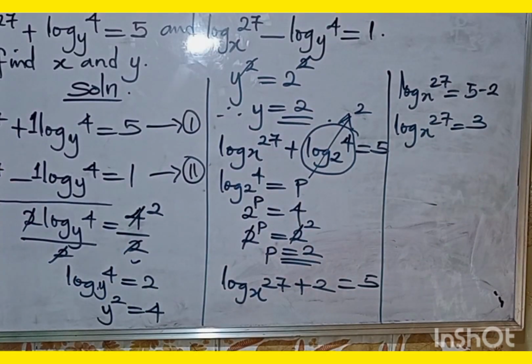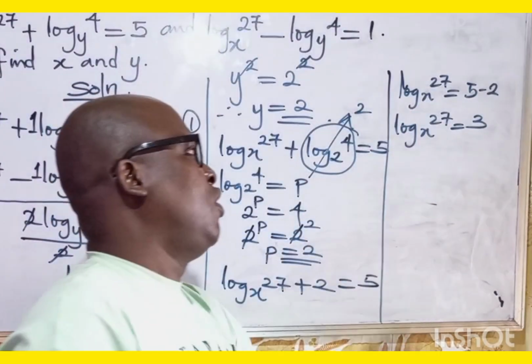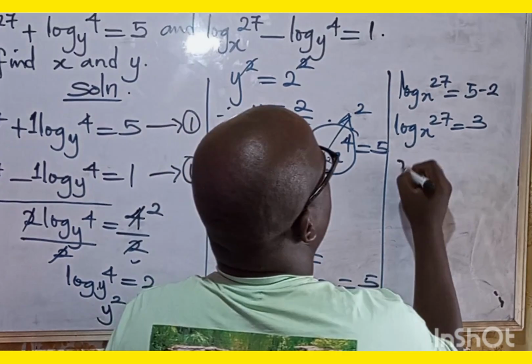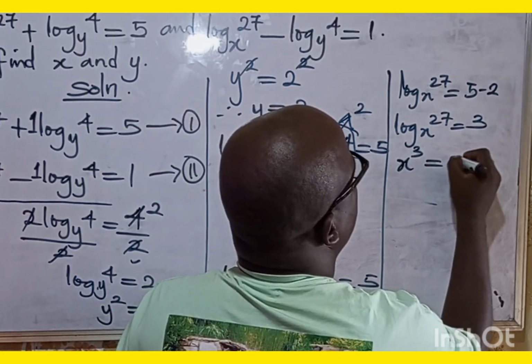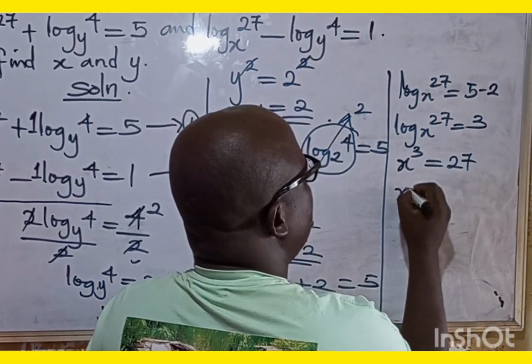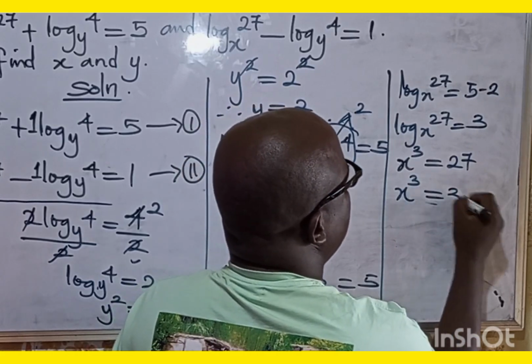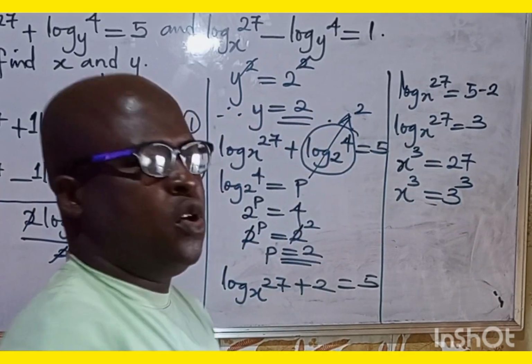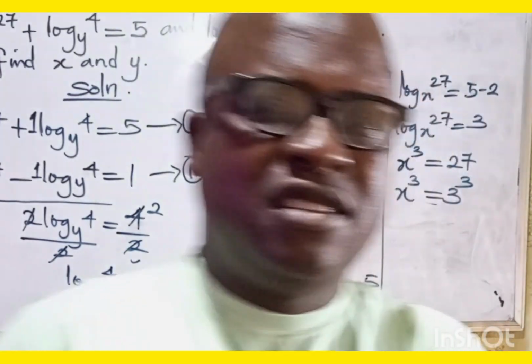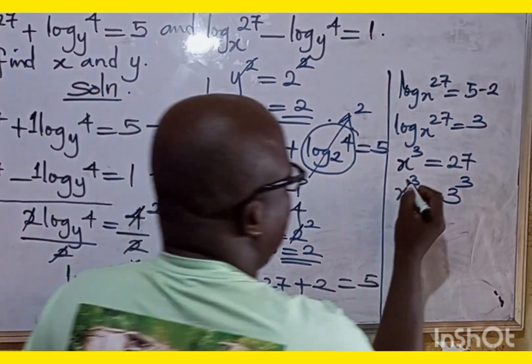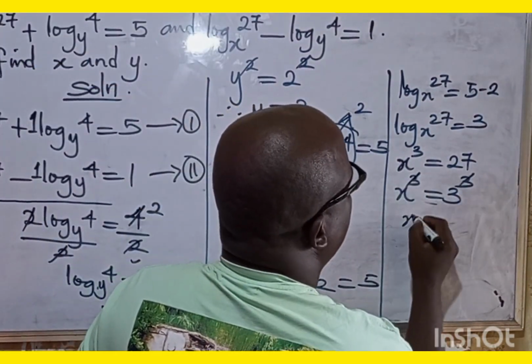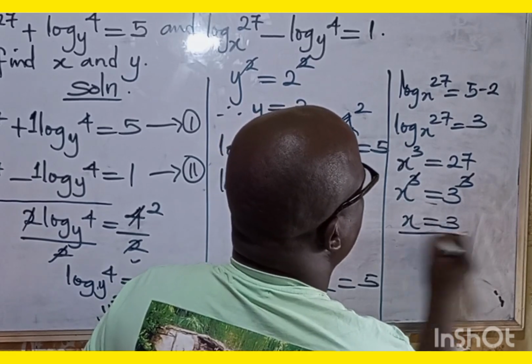It is now like this one that we solved here. So I now need to remove the log sign. That means we have x raised to power 3 is equal to 27. So x raised to power 3 will be equal to 3 raised to power 3, because 27 is 3 times 3 times 3. So the powers cancel, so our x will be equal to 3.